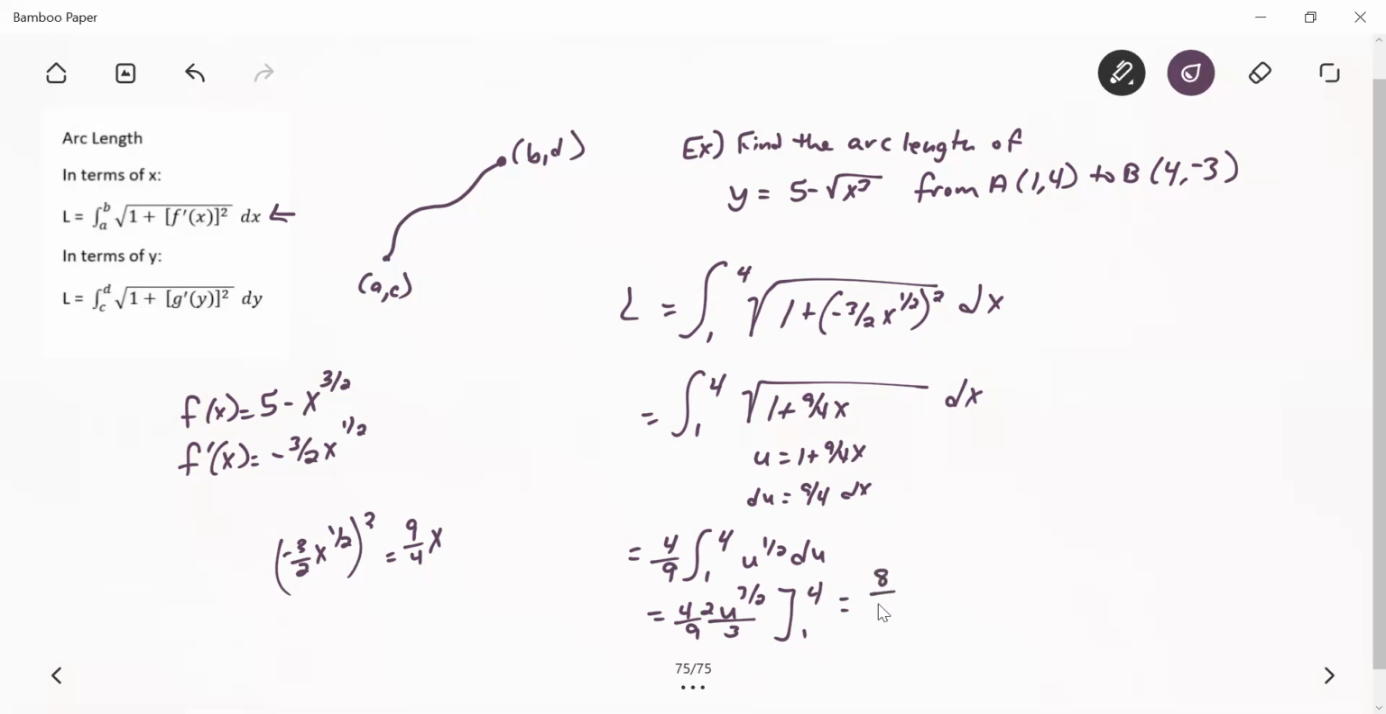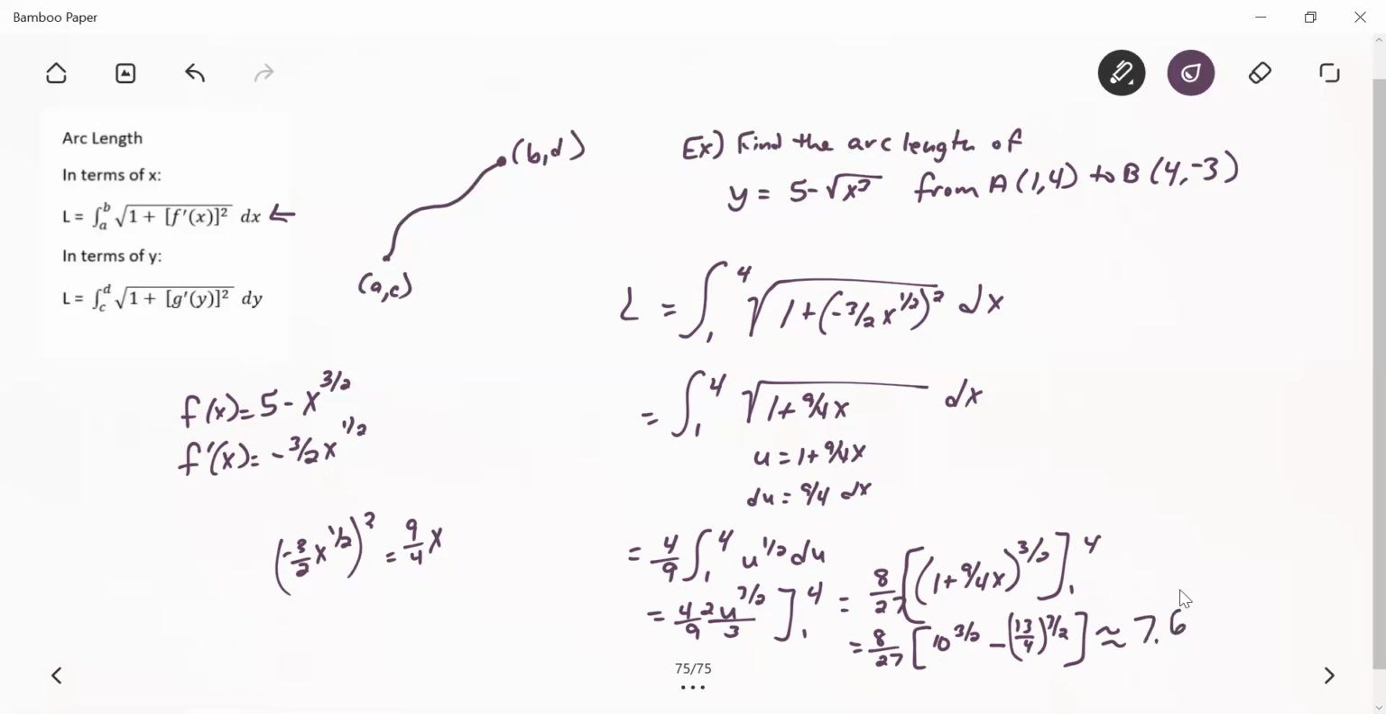This gives me 8/27 times u. U is 1 plus 9/4 x to the 3/2. And we're going to go from 1 up to 4. So this gives me 8/27 times, well, when I plug in the 4's cancel, leaving me 1 plus 9, which is 10 to the 3/2, minus, well, when I plug in the 1, we have 1 plus 9/4, which gives me 13/4 raised to the 3/2 times 8/27. And I think that's approximately 7.6.